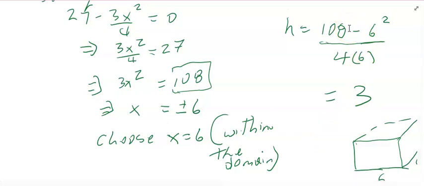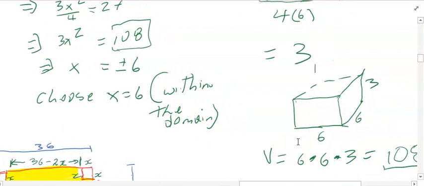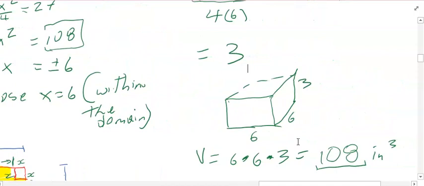So h should be equal to 108 minus 6 squared over 4 times 6. So h should be equal to 3. So the maximum volume that we can have in terms of our dimensions, which were 6 by 6 by 3, would be 108 inches cubed.